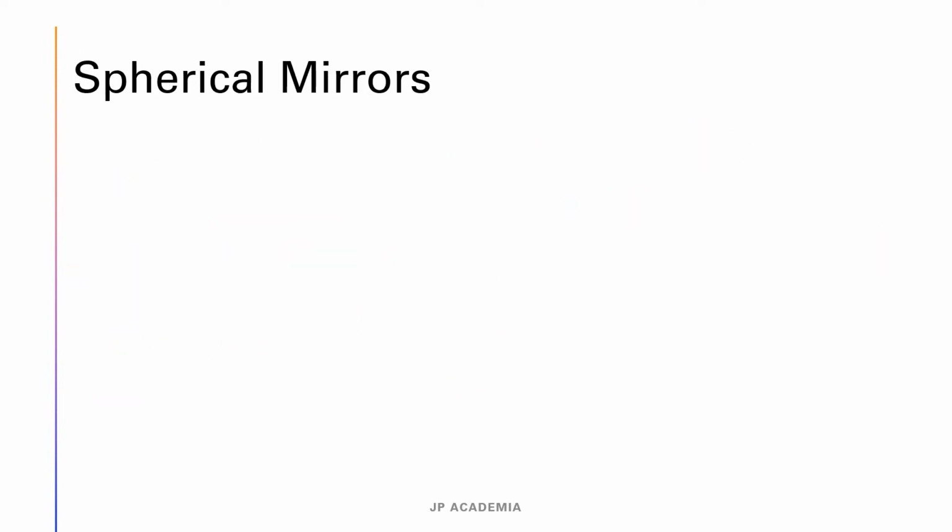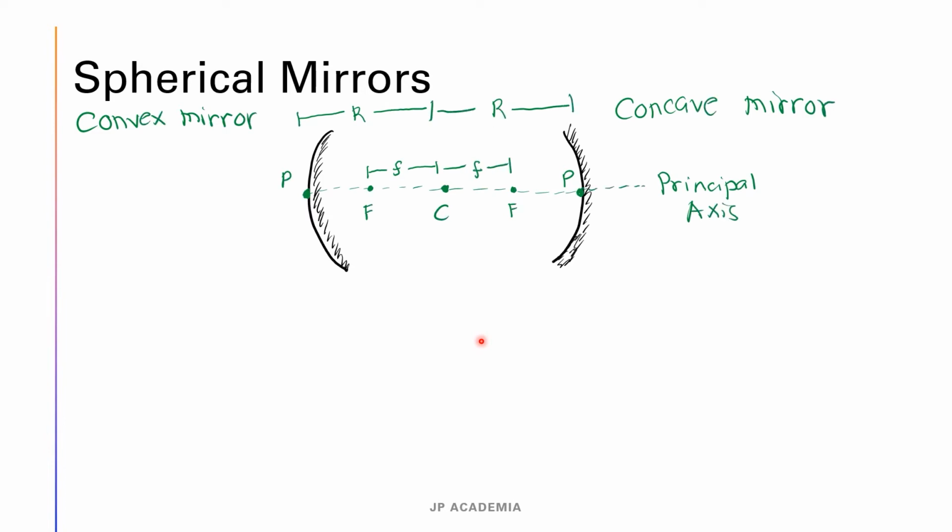Next, we will discuss spherical mirrors, sometimes also called curved mirrors. It's important for us to understand the parts of spherical mirrors, especially when we are going to discuss the image that will be formed using these mirrors. So first, we have here the principal axis, the one in the broken green line. This is the line that passes through the center of the sphere. So let's imagine that this will form a sphere.